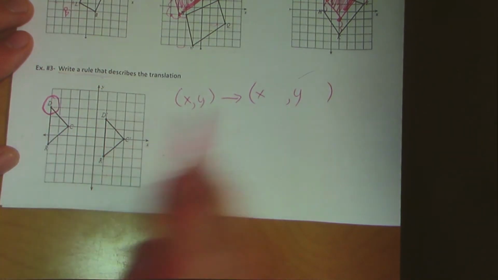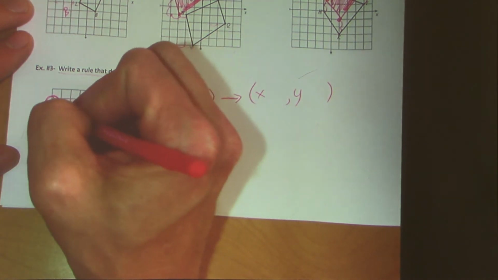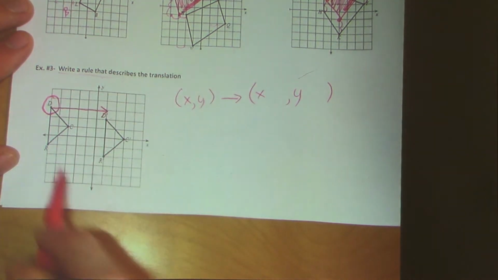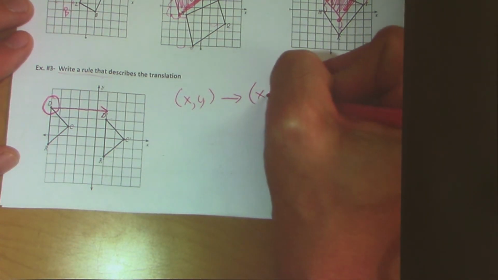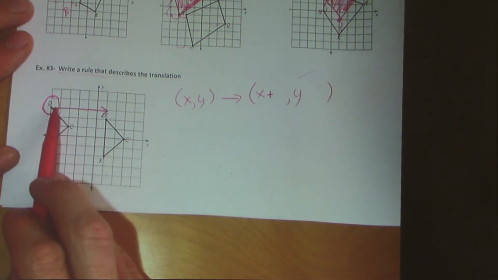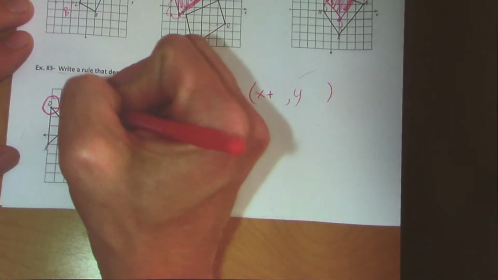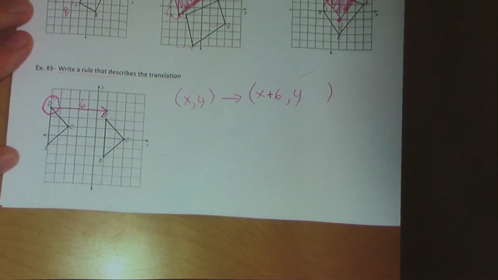Now, let's first start with, do we move left or right to get to D prime? Well, it looks like we move to the right. So that's going to be a plus. Moving to the right is a positive motion. Now, how many spaces do we move to the right? 1, 2, 3, 4, 5, 6. Oh, you're halfway done with your rule.